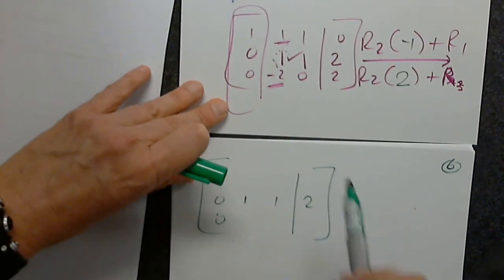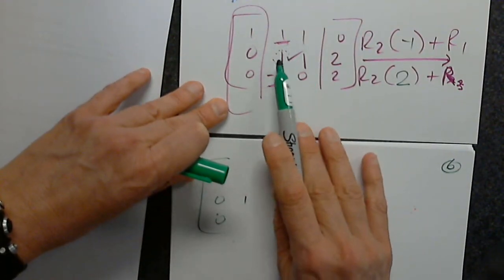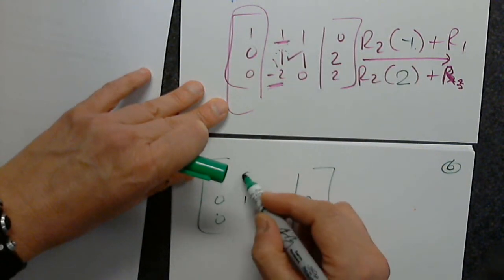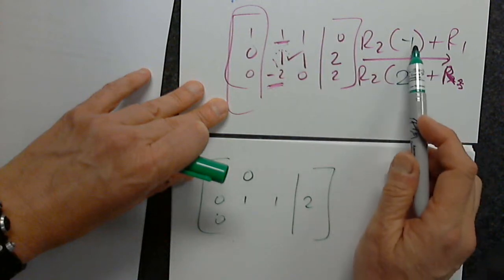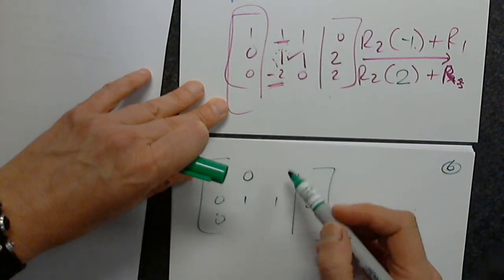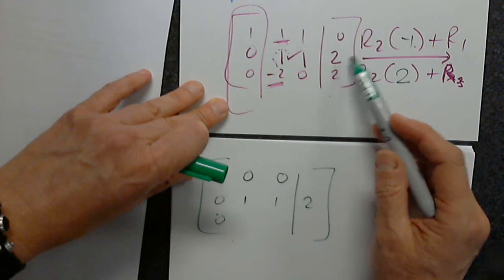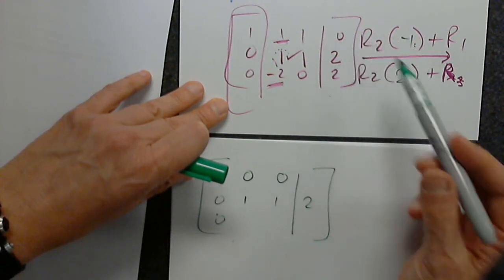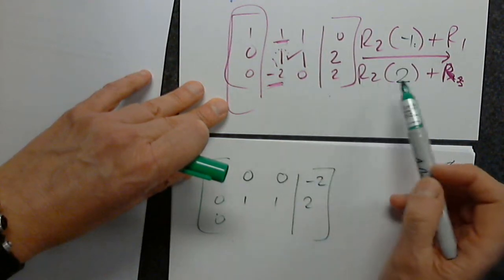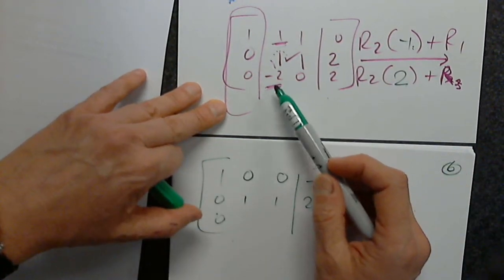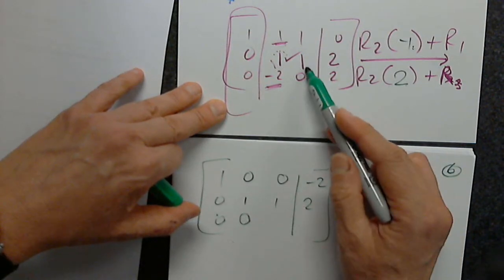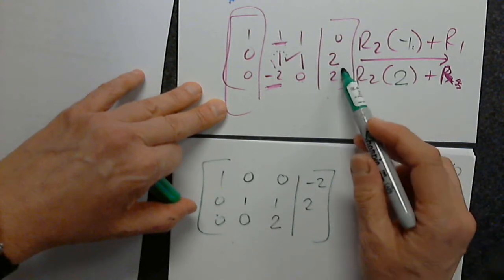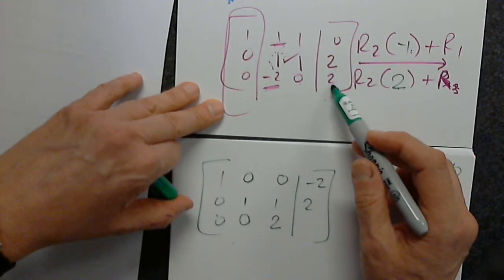Let's do this together. 1 times negative 1 plus 1. 1 times negative 1 plus 1. 2 times negative 1 plus 0. 1 times 2 minus 2. 1 times 2 plus 0. 2 times 2 plus 2.